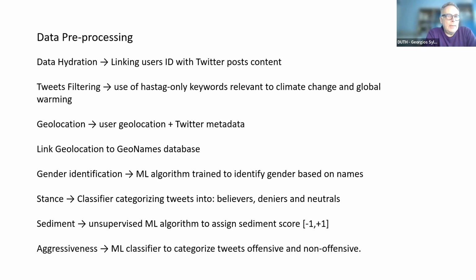Then we linked the names of the person who was using the Twitter with a GeoNames database in order to identify the gender. We use a machine learning algorithm in order to identify which is the gender hidden behind the name. And then we classify the stance. The stance was categorized in 3 classes: the believers, the deniers, and the neutrals. And then we use the classification score from -1 to +1 in order to understand and to really mark the sentiment. This is an unsupervised machine learning algorithm that gives us the result of this sentiment. And the aggressiveness level was, again, whether we have tweets that are offensive or non-offensive.